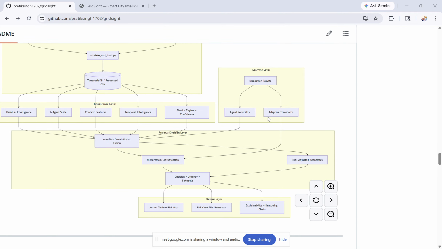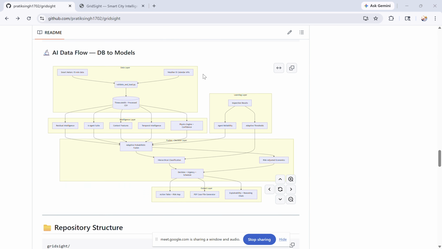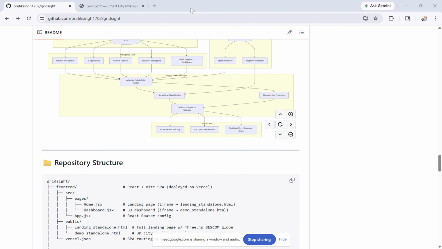Then we have the learning layer. Finally, the system includes a learning layer that will inspect the results and operator feedback and continuously feed back into the platform, which helps our model update agent reliability and adapt the thresholds accordingly, and it will improve future detection accuracy. Overall, our architecture enables GridSight to move beyond simple anomaly detection to a complete AI-driven operational intelligence layer for smart grid operations.